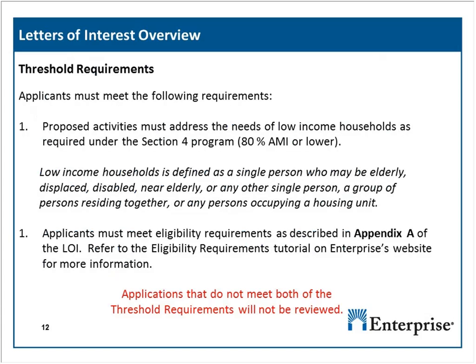So a couple of the threshold requirements, just to reiterate, are that your proposed activities must address the needs of low-income households as required under Section 4. And again, that definition is 80% AMI or lower. Applicants must also meet the eligibility requirements as described in Appendix A. So that's what we talked about a couple slides ago: you must be a CDC, CHDO, or like entity, like a tribe, Tribal Housing Authority, or TDHE, and you must have demonstrated staff capacity and/or a relationship with a fiscal agent or sponsor. So you really have to meet both of those requirements or your application will not be reviewed.